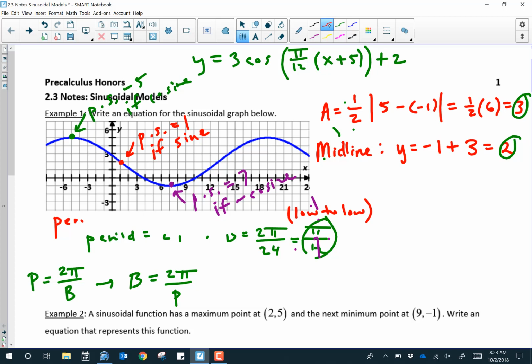Okay, I want you to go ahead and write what the equation would be if we had used sine, so the red one. All the pieces are going to be the same except for the phase shift and it being sine.